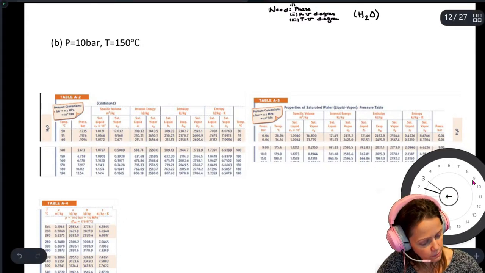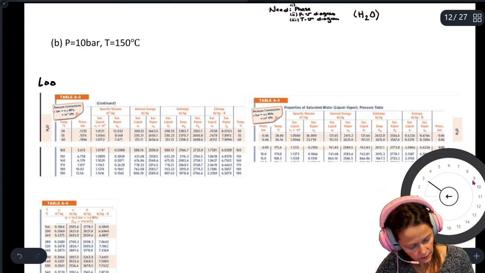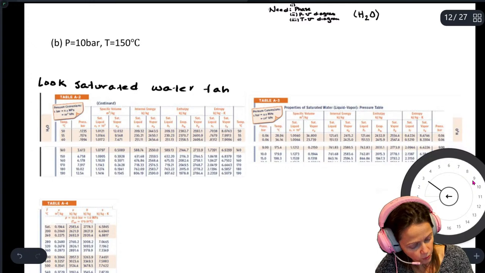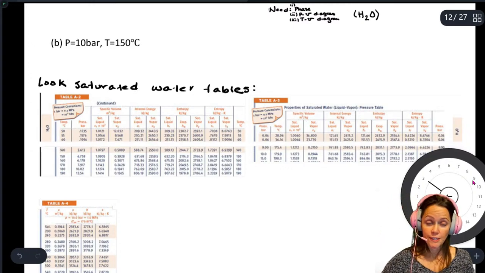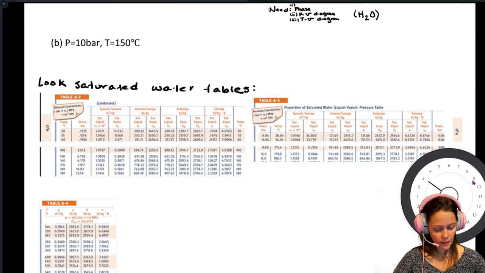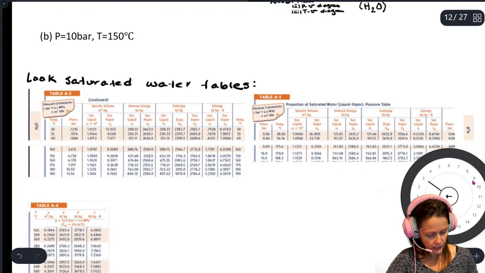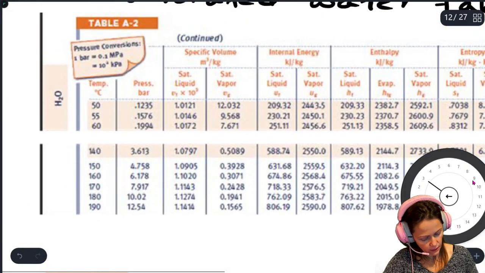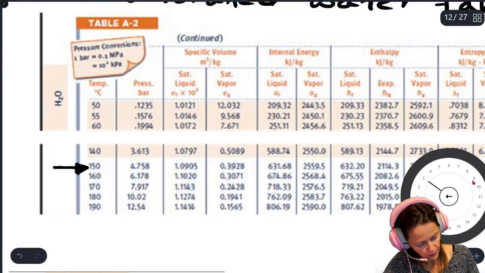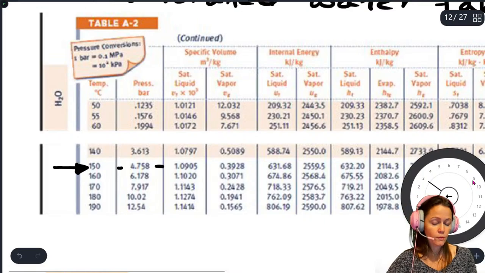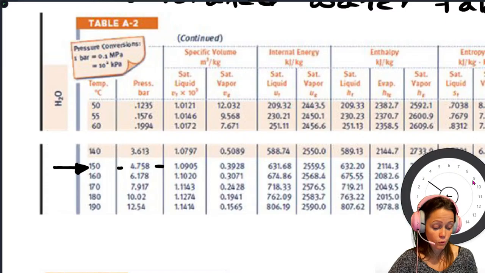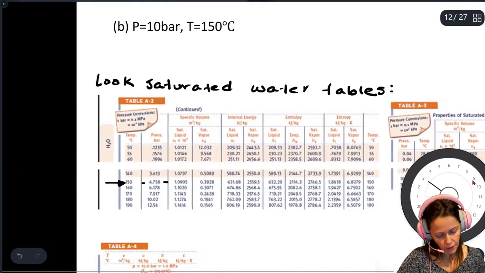So our first stop is to look in the saturated water tables. We're going to those saturated water tables not because we assume that it's saturated, but to use the information there to figure out what phase it is. Table A2 is the saturated tables organized by temperature. So I'd go to the line item for 150. You could see that if it was going to be saturated, then your pressure would have to be 4.758. And we are at 10 bar.